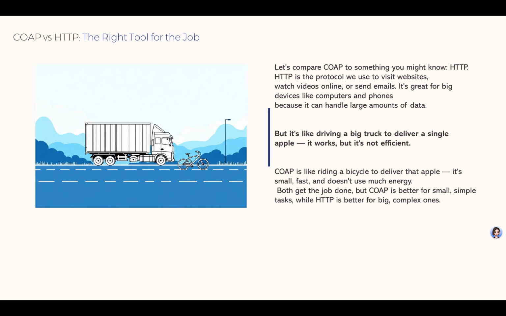Let's compare CoAP to something you might know, HTTP. HTTP is the protocol we use to visit websites, watch videos online, or send emails. It's great for big devices like computers and phones because it can handle large amounts of data, but it's like driving a big truck to deliver a single apple. It works, but it's not efficient. CoAP is like riding a bicycle to deliver that apple. It's small, fast, and doesn't use much energy. Both get the job done, but CoAP is better for small, simple tasks while HTTP is better for big, complex ones.